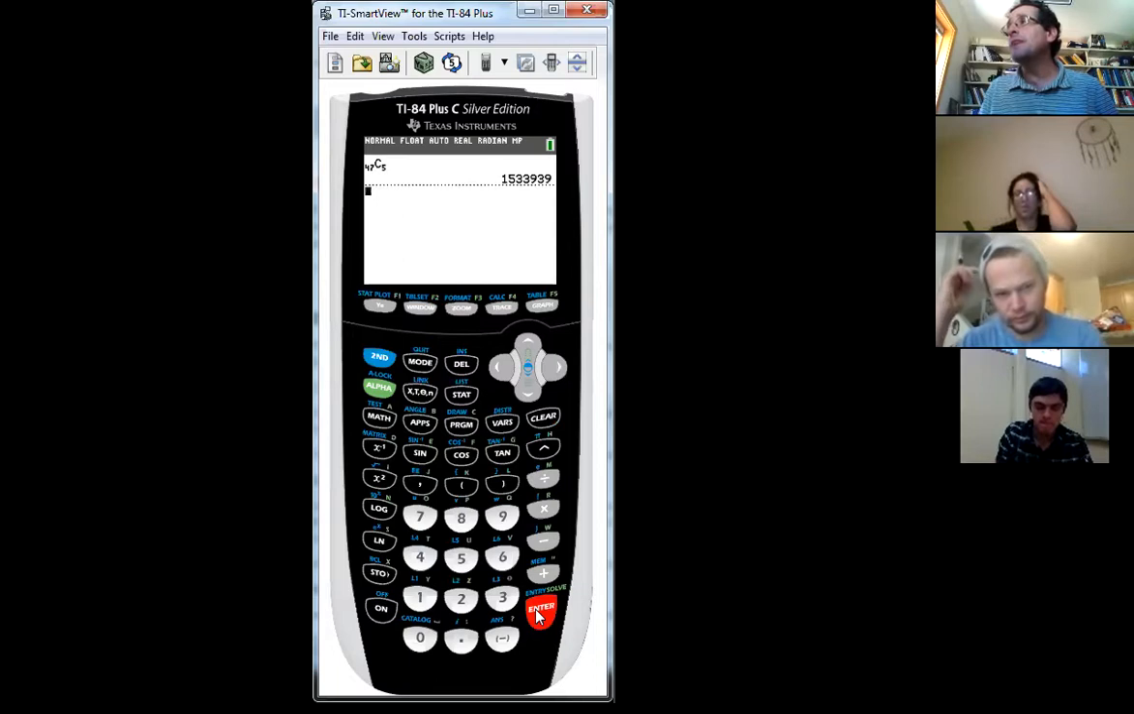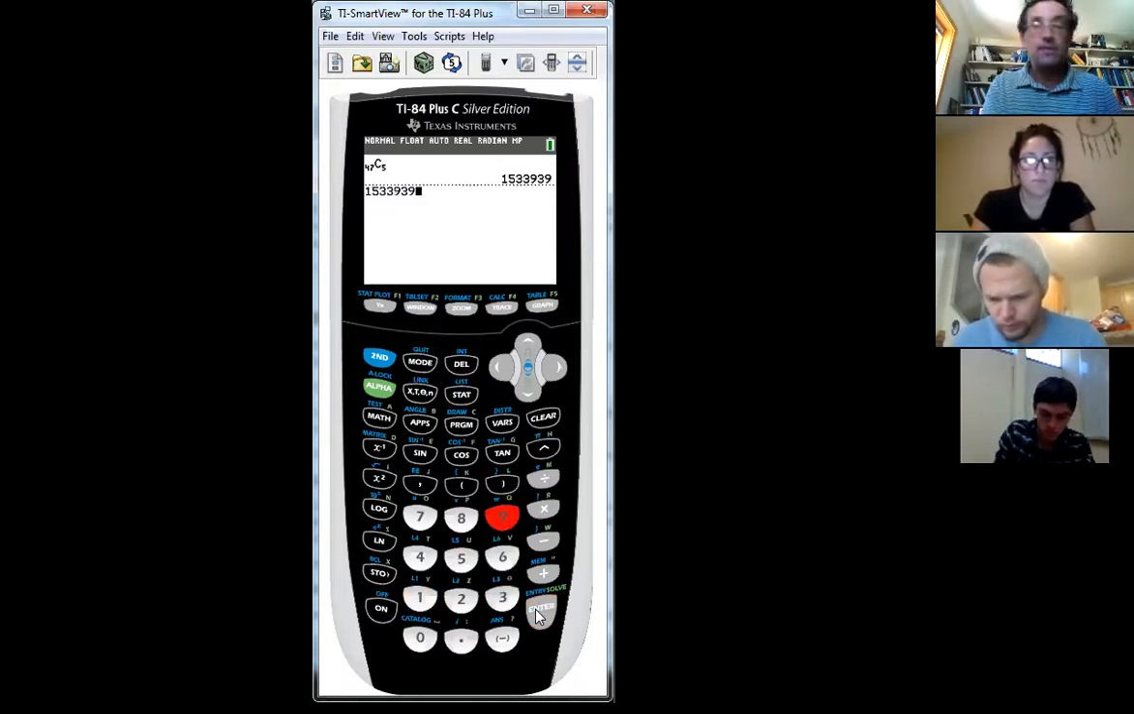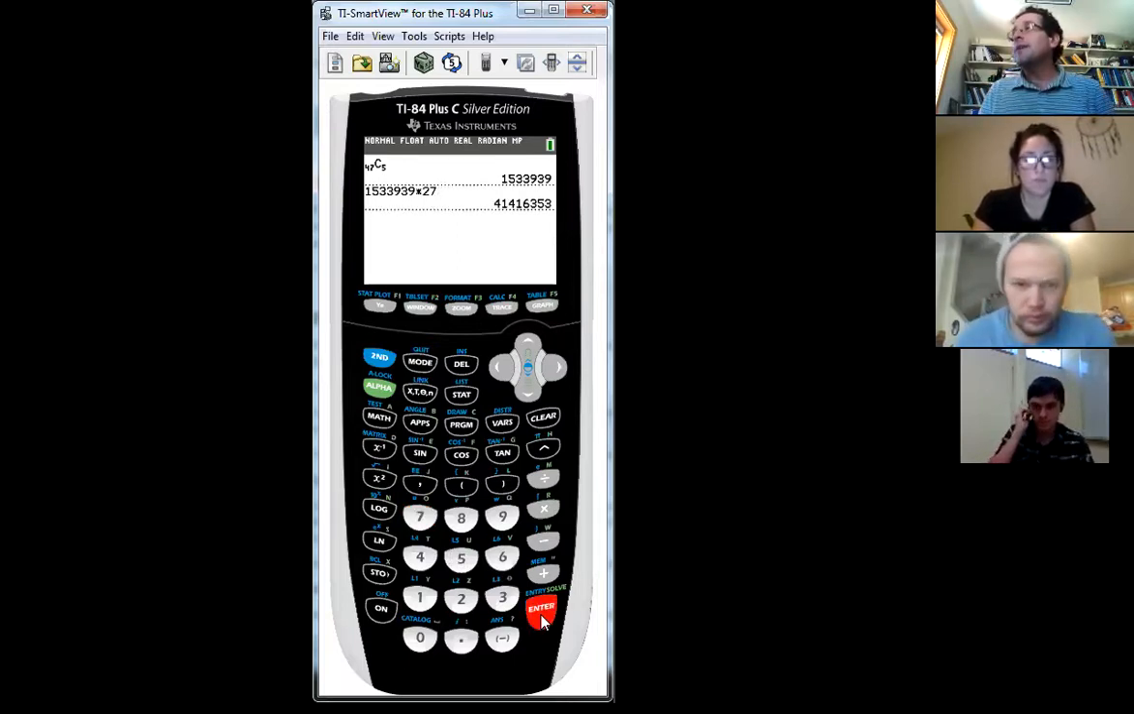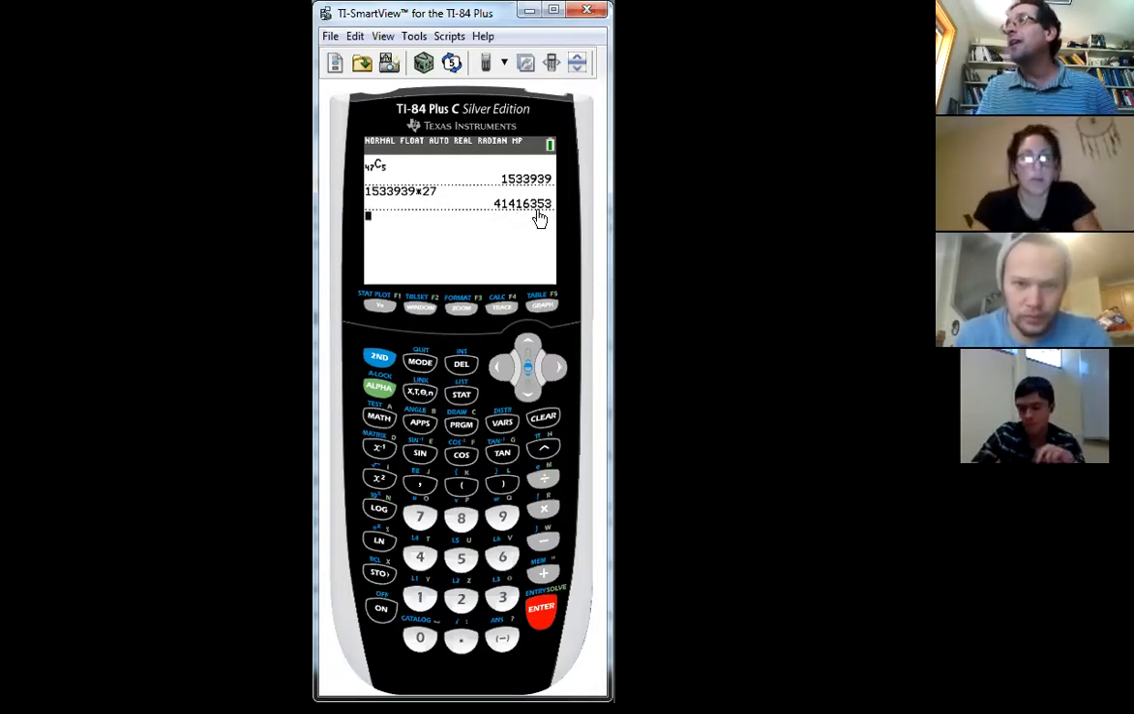You hit enter, otherwise it doesn't do anything. So that is 1,533,939. If you remember, that was the number of ways of picking 5 numbers from 1 to 47. We also need to pick that mega number from 1 to 27. So now I'm going to type 1,533,939 and multiply it by 27. That's the number of ways of picking numbers. You'll notice this is a lot, by the way. This is 41,416,353. Any questions on that?